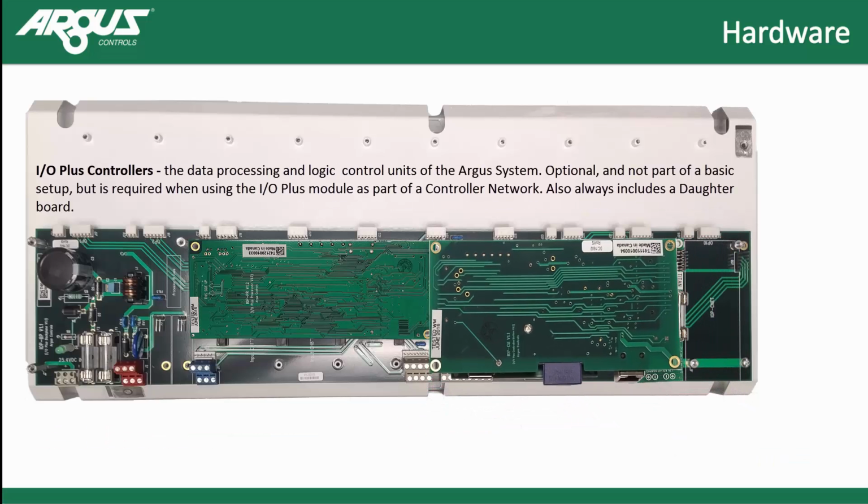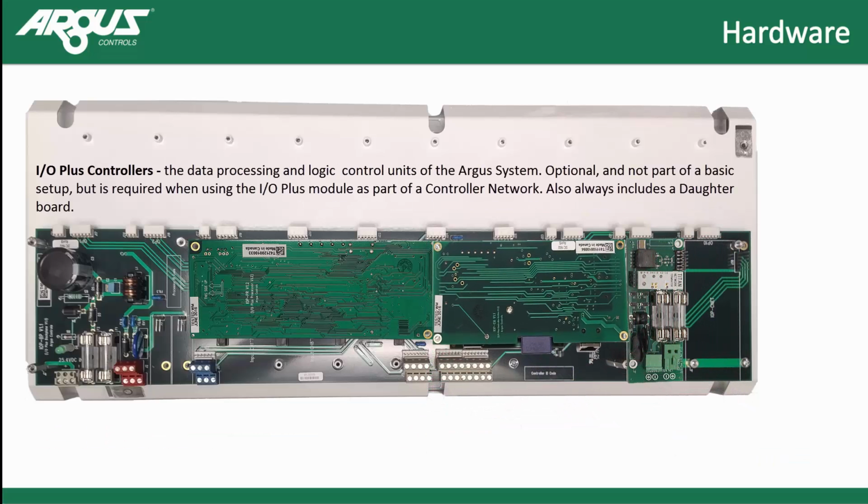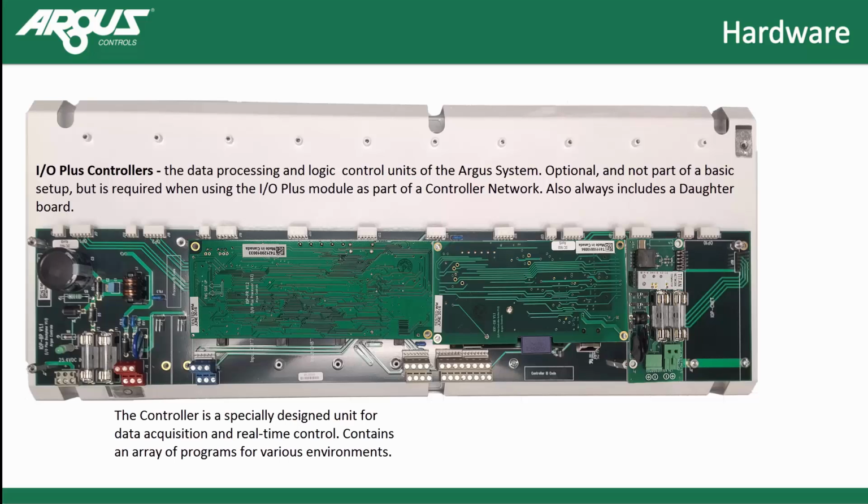Controller motherboard. The data processing and logic control units of the Argus system. They're optional and not part of a basic setup, but are required when using the I/O Plus module as a controller network. The Titan controller is a specially designed processor unit for data acquisition and real-time control. It includes an array of programs for sustaining complex life support environments, including the management of air, water, soil, and aquatic conditions. A full range of custom equipment control programs is supplied to operate the specialized systems typically used in protected environments. In addition, highly customized equipment control applications can be developed at runtime using a suite of generic building block program modules.